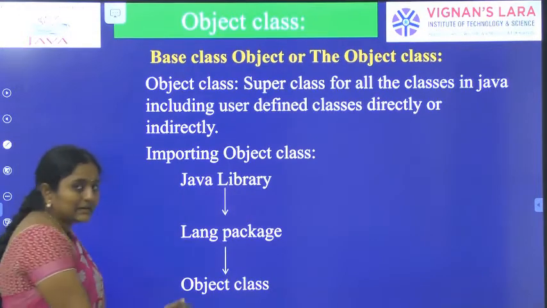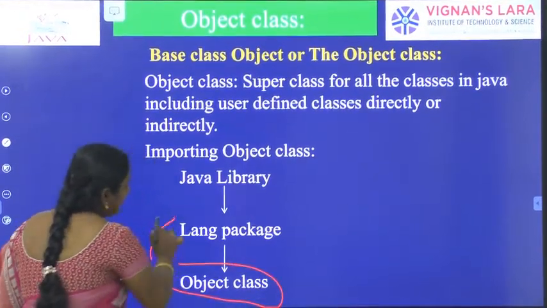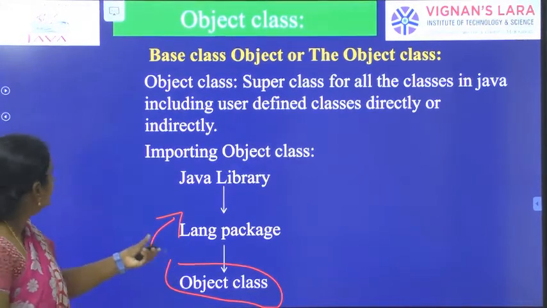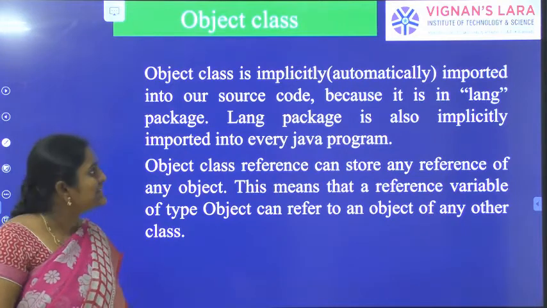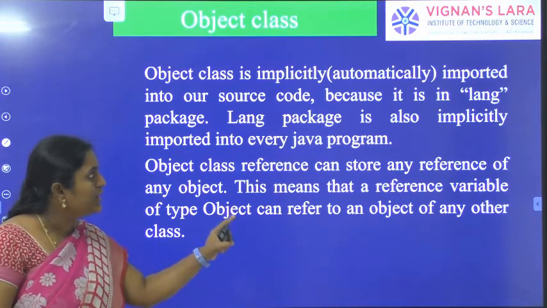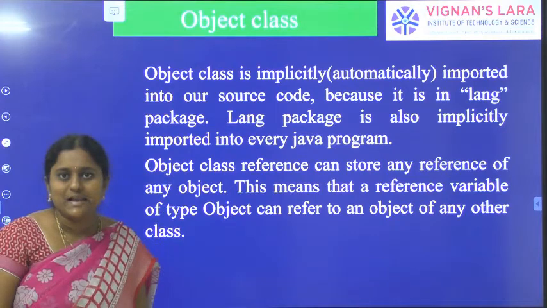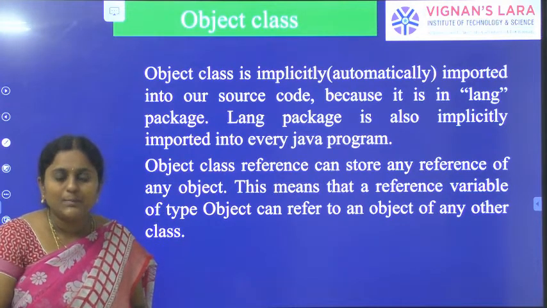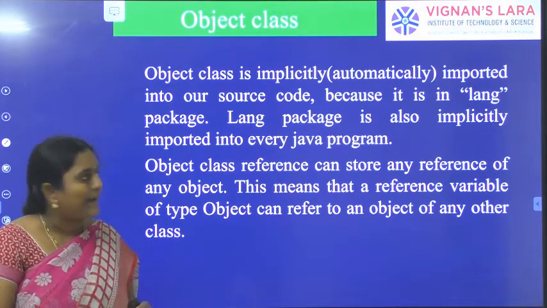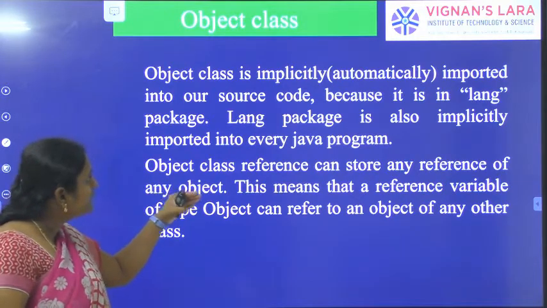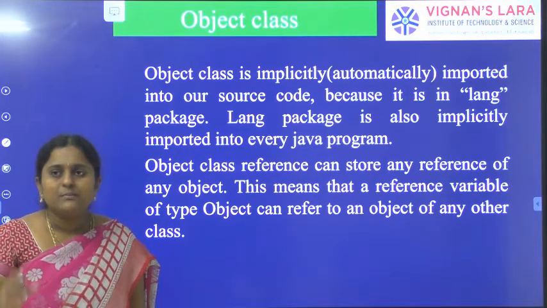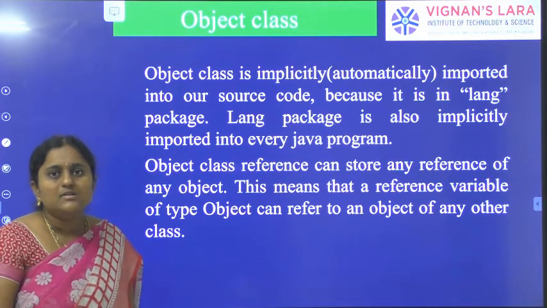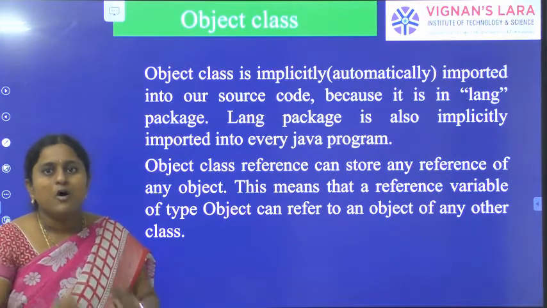So here our concept is the Object class. Object class is present in which package? Lang package. The Object class is implicitly imported into our source code because it is in the lang package. We need not explicitly import the lang package because it is a default package. So it is implicitly imported into every Java program. Even a simple Java program depends upon the Object class.